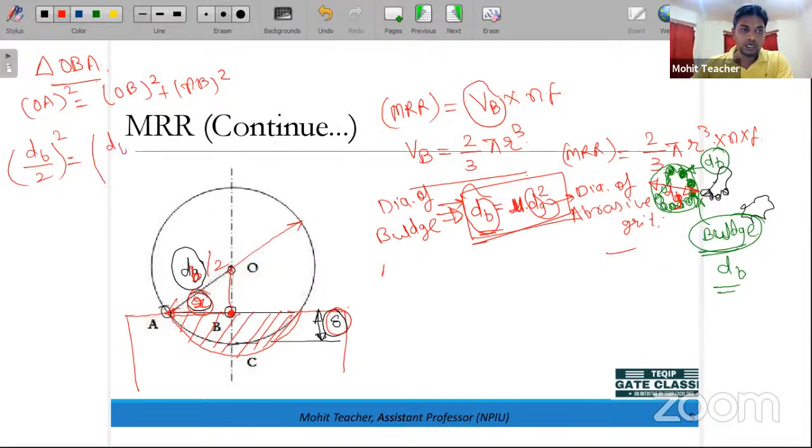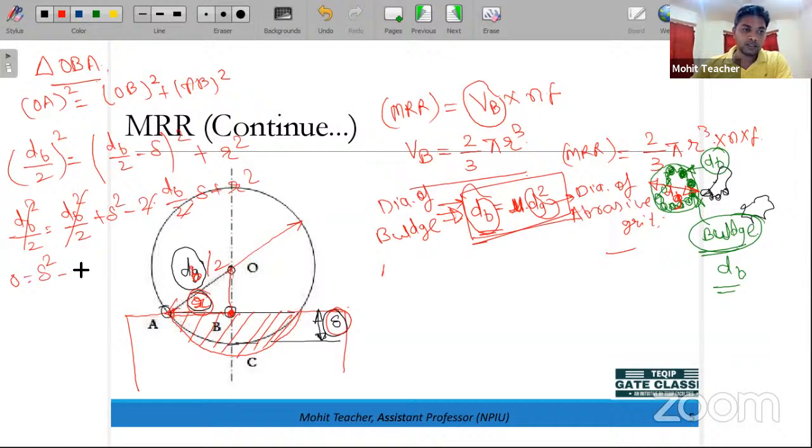So this is (DB by 2 minus delta) whole square plus AB. AB is how much? This is small r, so r square. When you open it, (DB by 2) square equals DB square by 2 plus delta square minus 2 into DB by 2 into delta plus r square. So this will cancel out, this will cancel out, and that will be 0.